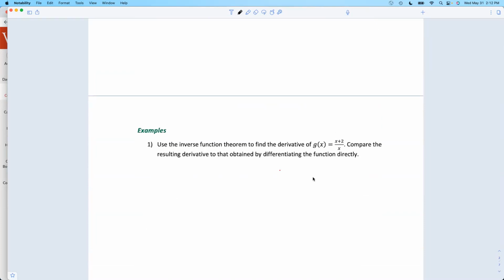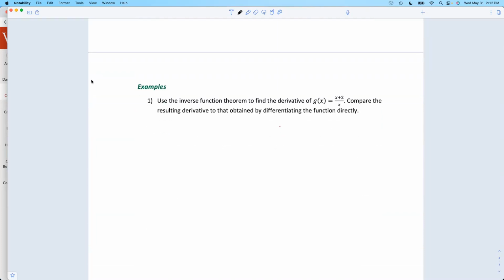Okay, so just for clarity, let's consider this guy. I've got G of x is x plus 2 over x. That's a 1-to-1 function, has an inverse.